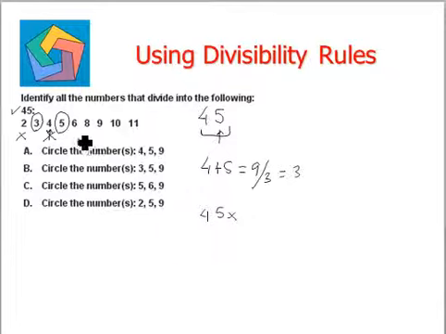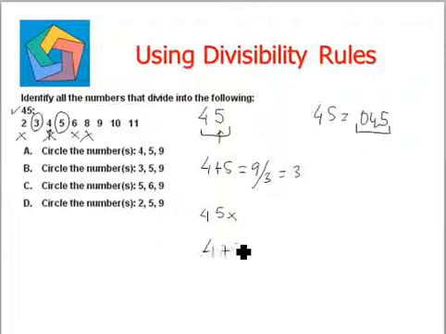For 6 it has to be divisible by both 2 and 3, and because it is not divisible by 2, 6 is also ruled out. For 8 we take the last three digits, we can write 45 as 045 also, but again this is not divisible by 8, so it's ruled out. For 9 we check the total again, 4 plus 5, that's 9. 9 can be divided by 9 once, so yes, 9 also joins the group. For 10 it has to end with a 0. It's not ending with a 0, so 10 is ruled out. 45 is not divisible by 11 also, so 11 is also ruled out.